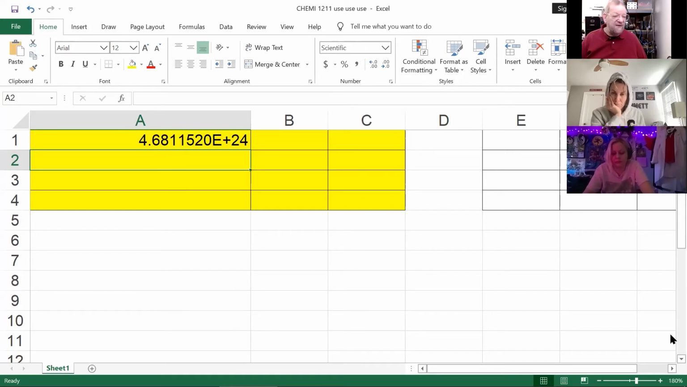And hopefully you're done. Keep the 4, keep the 6, keep the 8. Those are my 3. Use the 1 to round off. Is that 4 or less or 5 or higher? 4 or less. Drop everything. So the answer would be 4.68 times 10 to the 24th.